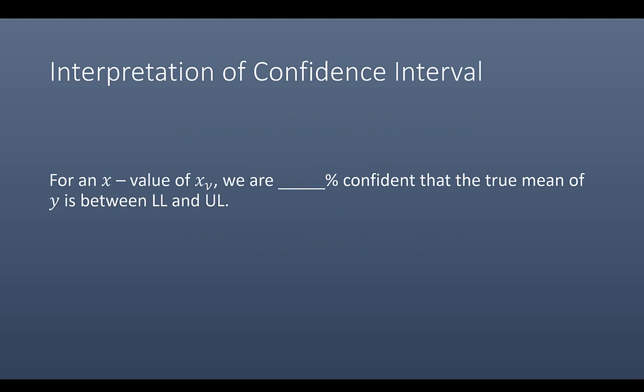Since our confidence interval will be centered on the estimate for mu nu hat, calculated with a specific value of x, to interpret the confidence interval, we would say, for an x value of x nu, we are x% confident that the true mean of y is between our lower limit and upper limit of the confidence interval.